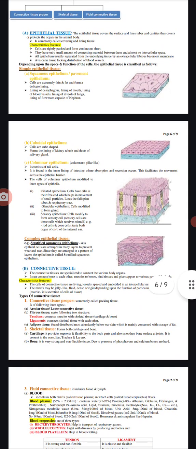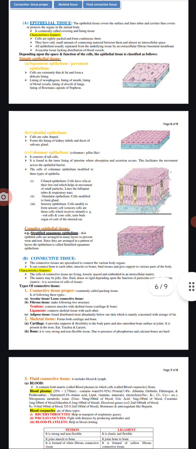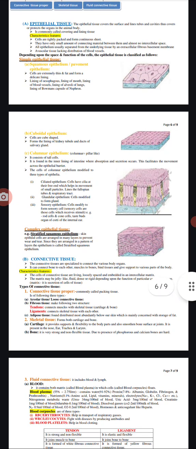Then the second one is cuboidal epithelium. Cuboidal epithelium tissue is in the shape of a cuboid. It is present in the tubes of the kidney and also in the salivary glands. It is also modified into glandular tissue. Glandular tissue forms a gland which helps in the secretion of sweat, sebum, and mucus.